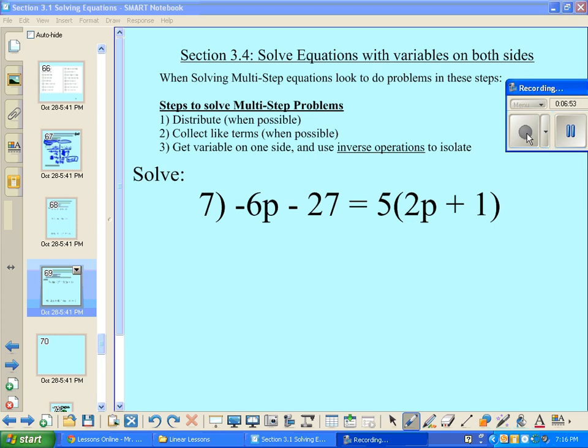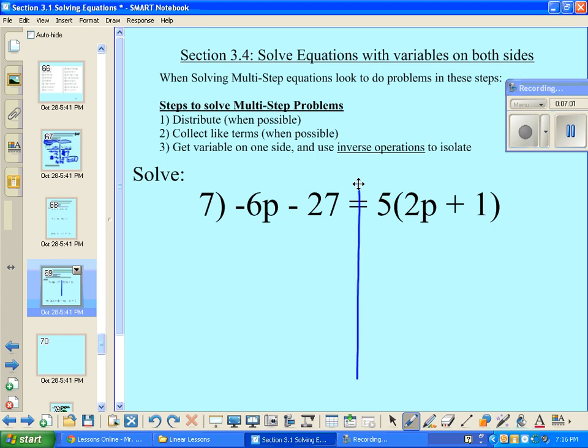In this next problem, number 7, it says negative 6p minus 27 equals 5 times the quantity 2p plus 1. So again, I'm solving some kind of multi-step equation. I think if you follow these steps, it'll get you to the answer in a logical way that is usually one of the simpler routes. So the first thing I'm going to look to do is, can I distribute? Can I distribute anywhere in this problem, on the left side or right side? And actually on the right side, yes, I can in this case.